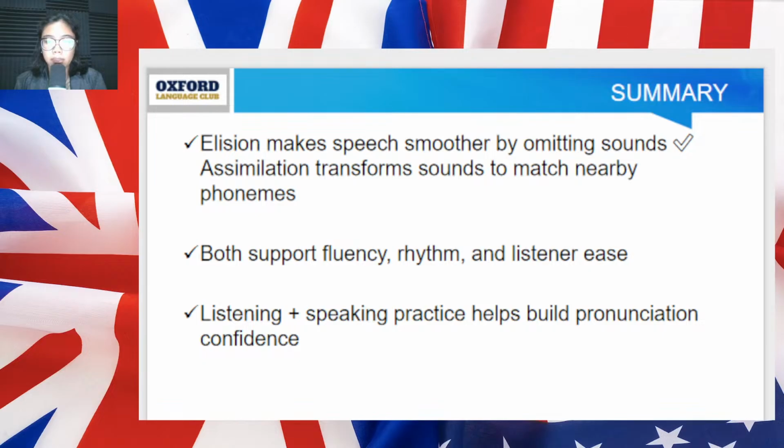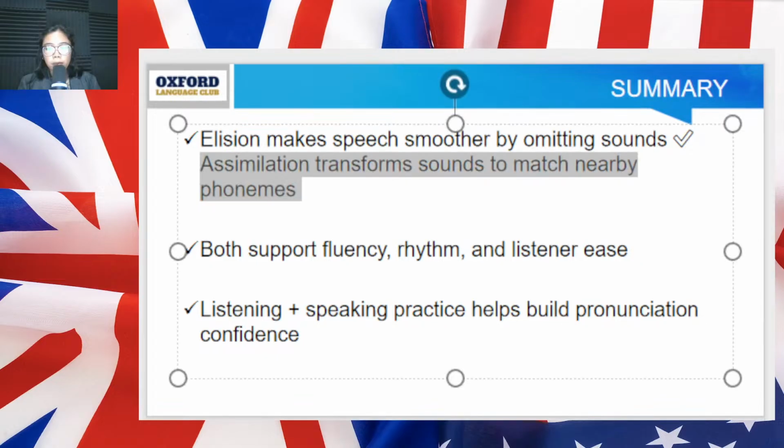Okay? Finally, the summary slide gives us an important piece of advice. Listening plus speaking practice helps build pronunciation confidence. Again, listening plus speaking practice helps build pronunciation confidence. This means that to truly master these aspects of connected speech, you need to do two main things. First, you should listen very carefully to how native speakers talk. Try to notice when sounds are dropped, that is elision, or when they change, that is assimilation. The more you listen, the more familiar these changes will become to your ears.